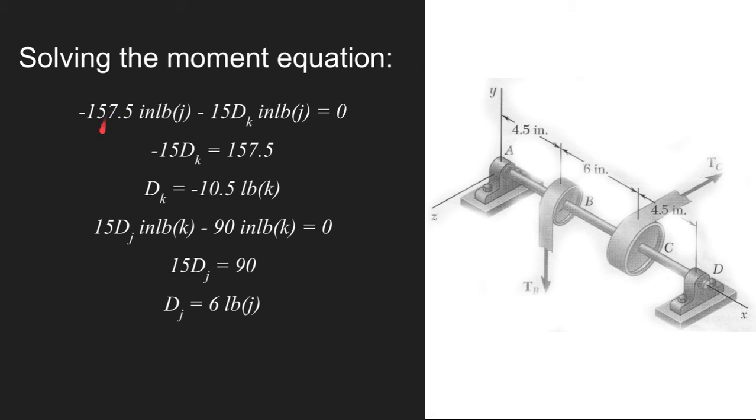So first, add 157.5 to both sides, and you'll get negative 15 DK equals 157.5. Then just divide both sides by negative 15, and you'll get that DK equals negative 10.5 pounds in the K direction. The process is very similar for the second equation. Just add 90 to both sides, then divide both sides by 15, and you'll get that DJ equals 6 pounds in the J direction.